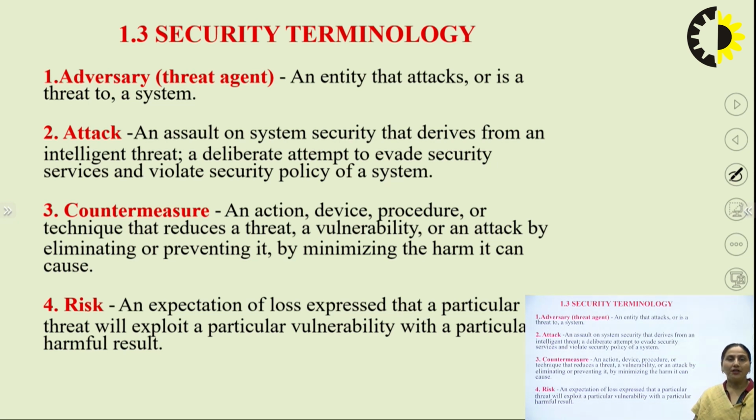Now, security terminologies: in this we will be dealing with adversaries. What are adversaries? They are the threat agents. That means any entity that attacks or is a threat to a particular type of system. It is our responsibility, through the ways, technology and methods that we use, to make our system safe from these threat agents or any entity which is working as an attack. So an entity which attacks a system or is a threat to a system, we call it an adversary or threat agent.